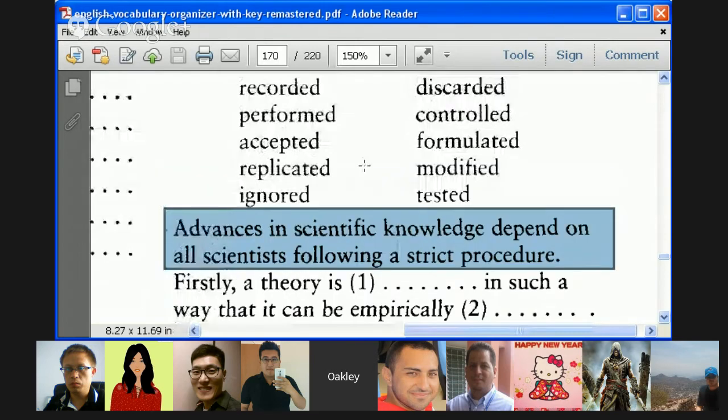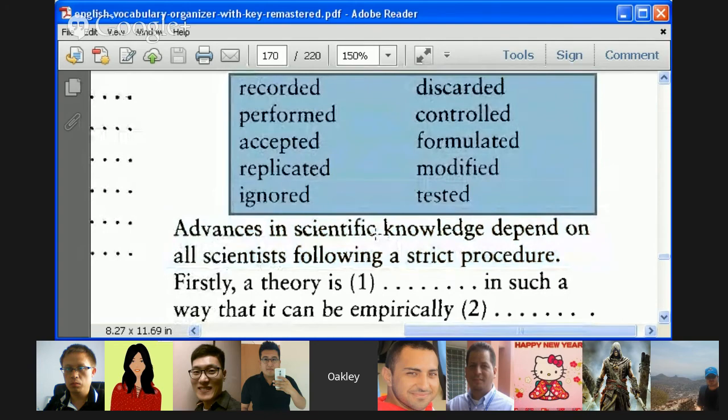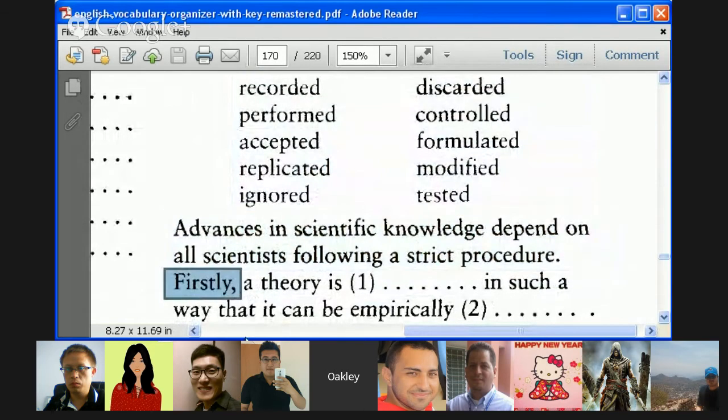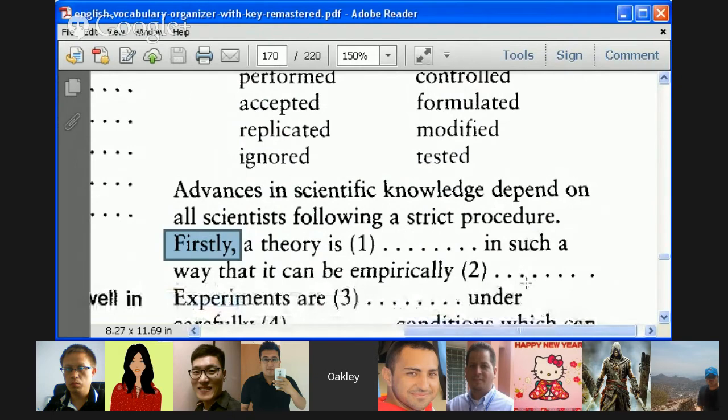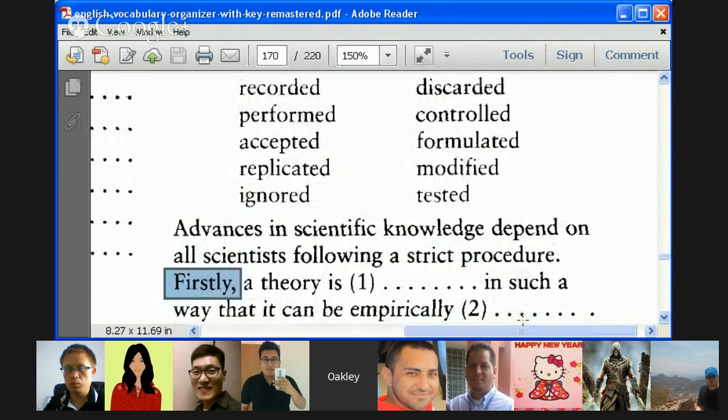You're going to use one of these words here to fill in the blank. We're talking about, again, the scientific method. This is the procedure. Please read from here. Firstly, a theory is tested in such a way that it can be frequently... You got a little backwards. Firstly, a theory is... Well, they have to make the theory. The first thing they have to do is come up with a theory, make the theory.